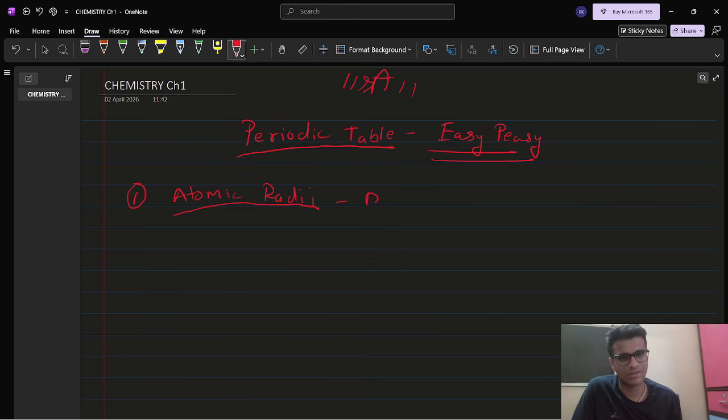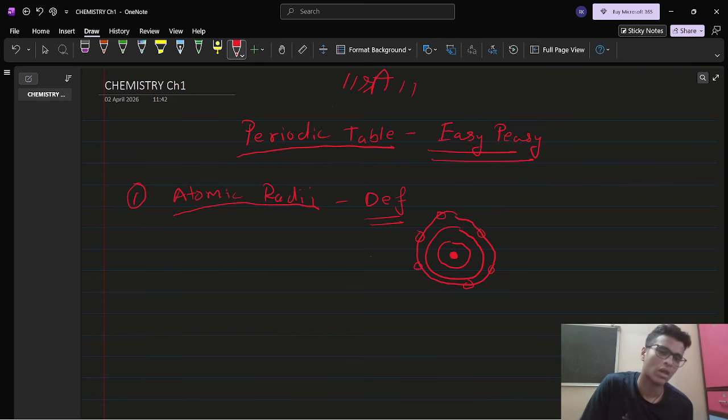So the atomic radius definition is important. Do it from the textbook. Atomic radius, simple. What do you think? Let's think. These are the shells of the atom, and here is the nucleus. What is inside the nucleus? Inside the nucleus are neutrons and protons. I'm not showing them, but they are there. And at the last, electrons. I'm just showing five of them, maybe phosphorus, or let's do six, sulfur.